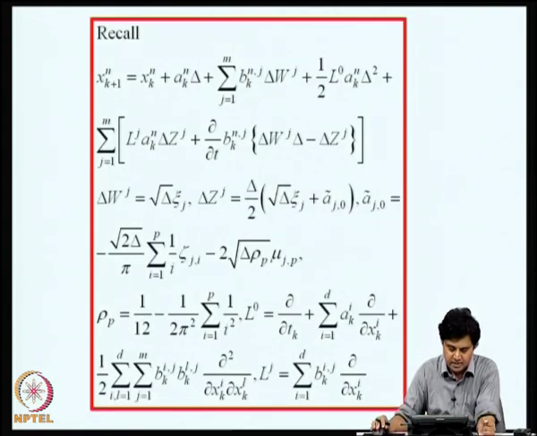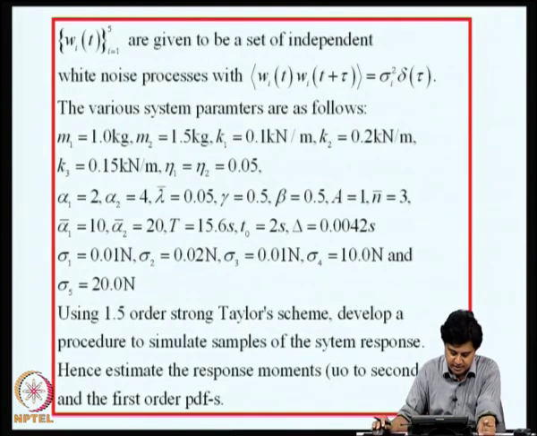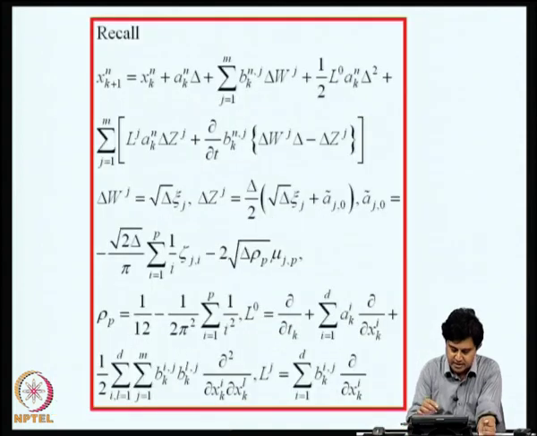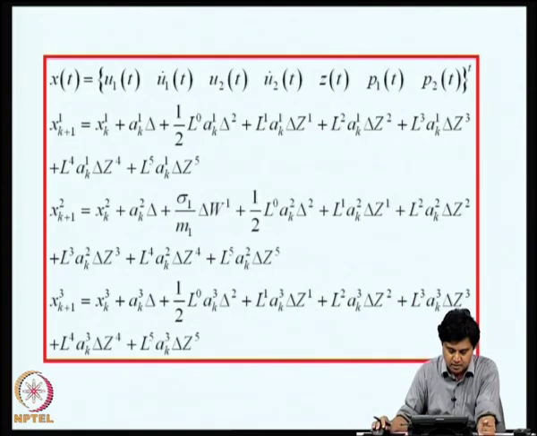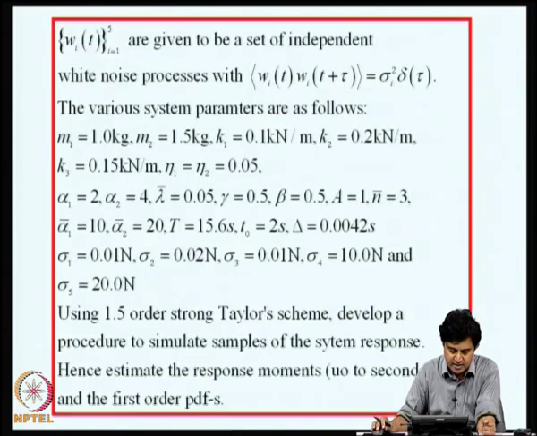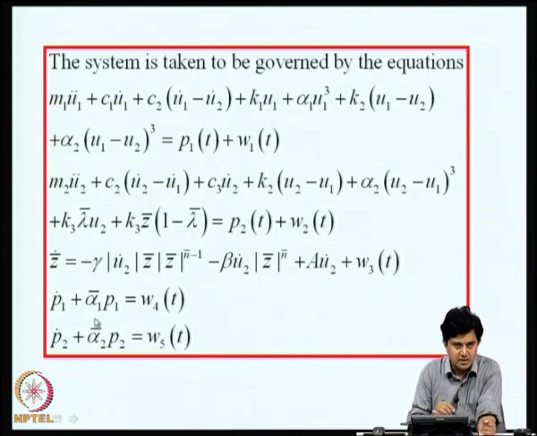So, this is the numerical scheme, the 1.5 order strong Taylor scheme. I have provided these details earlier. You have to implement this on the given problem. If we do this, you will see that the state space equation will have size 2 plus 2, 4, plus 1, 5, plus 2, 7. So, it is a state space with 7 elements.